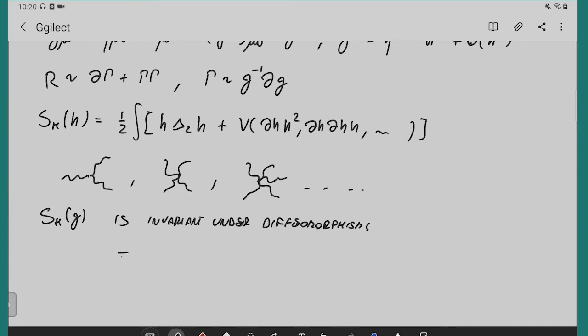Which means that when you expand around flat spacetime, also H is invariant under a symmetry. There is the expanded version of the invariance under diffeomorphism. And this means that this operator delta 2 is not invertible.